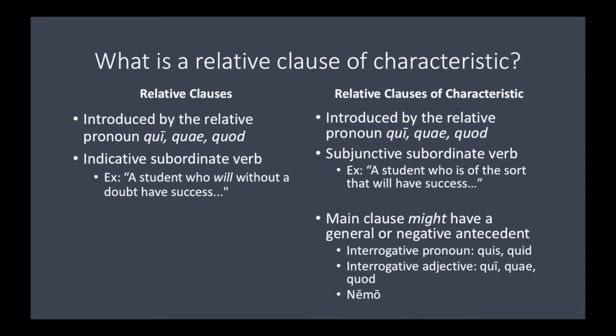There is another clue that sometimes helps us recognize relative clauses of characteristic. Their antecedents can be general or negative words, such as the interrogative pronoun, quisquid, or the pronoun nemo, no one. For example, Caesar might ask, "Who is the soldier who is of the sort to bravely wage war?" And Caesar's question contains a relative clause of characteristic.